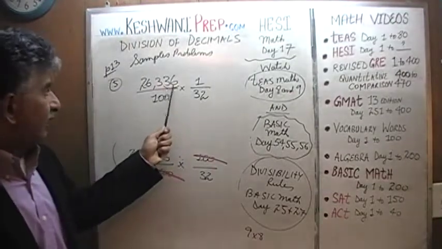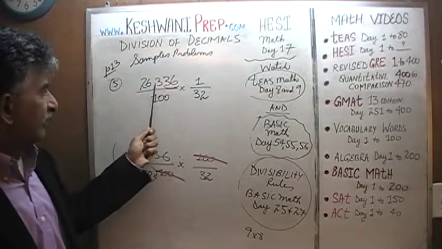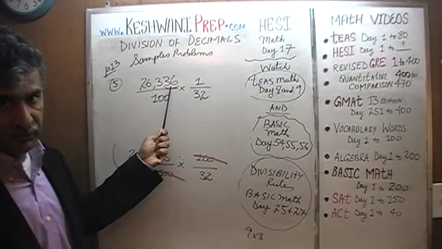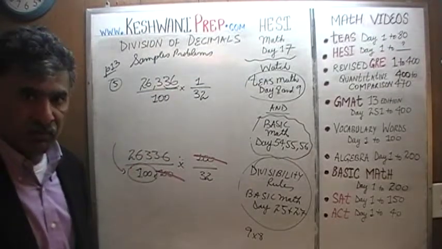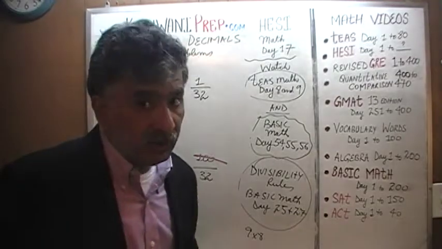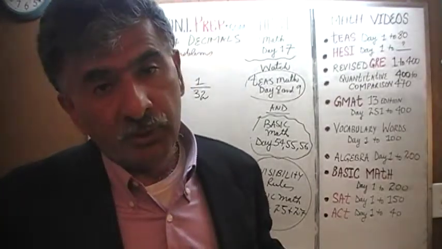One more time. The last two digits of 26,336 are 36. 36 is divisible by 4, since 4 nines are 36. Since 36 is divisible by 4, this entire number is divisible by 4. Now, if we did not know that rule, then we would have to do it in baby steps.